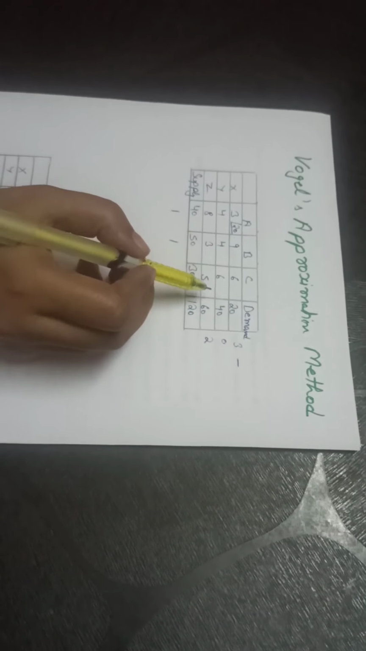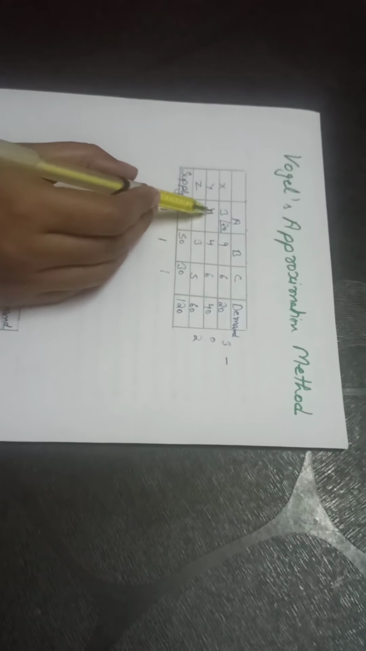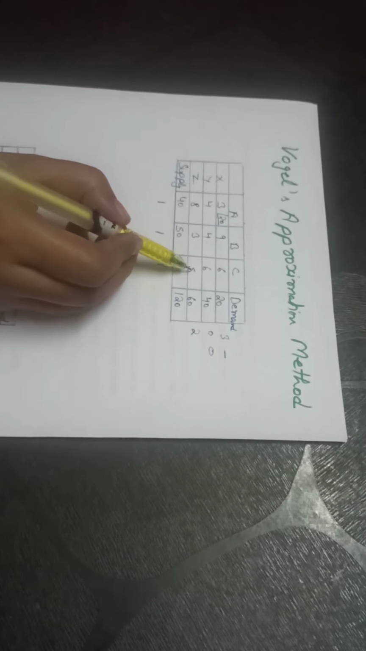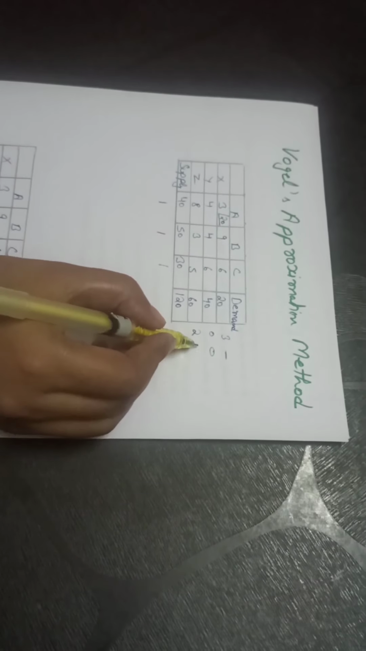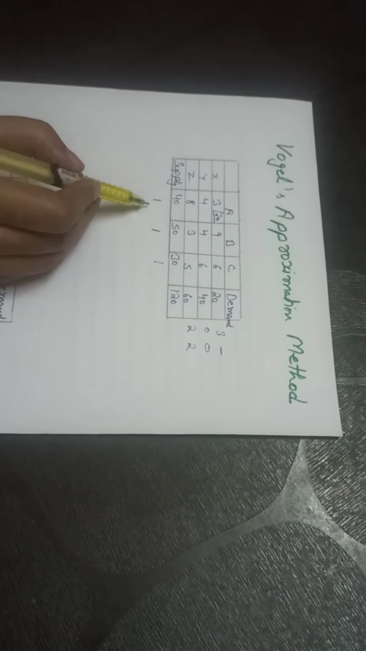Now we will repeat the same process. We will check what the least cost is in this row. The least cost is 4, the second least cost is also 4. 4 minus 4 is equal to 0. And the least cost is 3 in the third row, and the second least cost is 5. 5 minus 3 is equal to 2. The process will be repeated for the columns also.